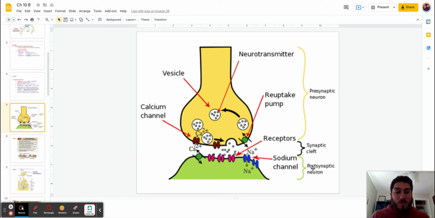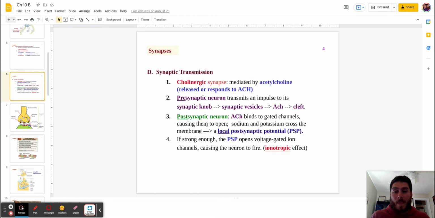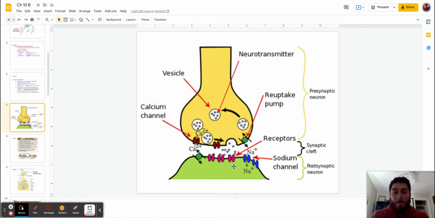Remember, presynaptic is yellow, postsynaptic is green. The postsynaptic neuron is going to take these acetylcholines, and they are going to bind to these gated channels, causing them to open up, and therefore sodium and potassium are going to start to cross the membrane. I know it's kind of hard to see here, but these little blue sections are the sodium channels. There are also potassium channels. Now all the sodium and potassium are going to start to enter the postsynaptic neuron.